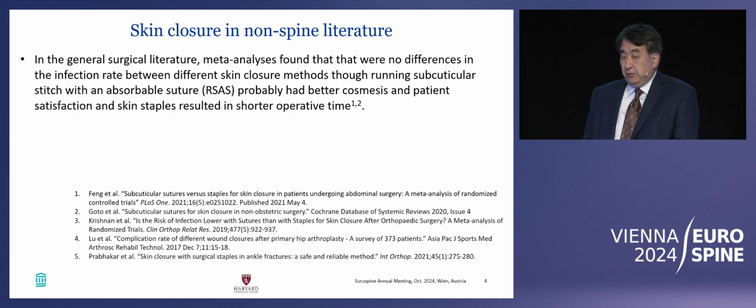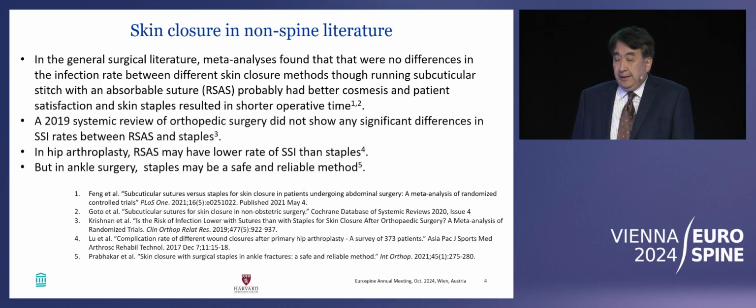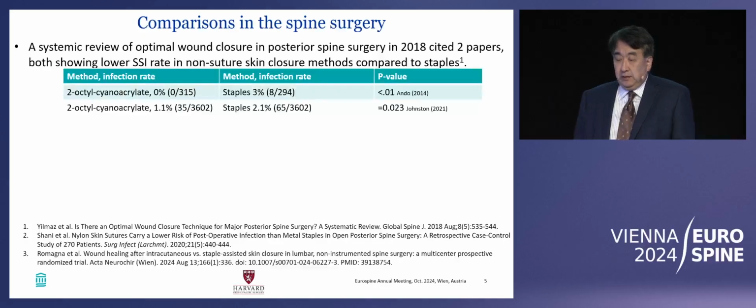In the general surgery literature, meta-analyses have found that there were no differences in the infection rate between different skin closure methods. Those running subcuticular stitch with absorbable suture probably had better cosmesis and patient satisfaction, while skin staples resulted in shorter operative time. In 2019, there's a systemic review of orthopedic surgery, and other studies in the general orthopedic literature have been mixed.